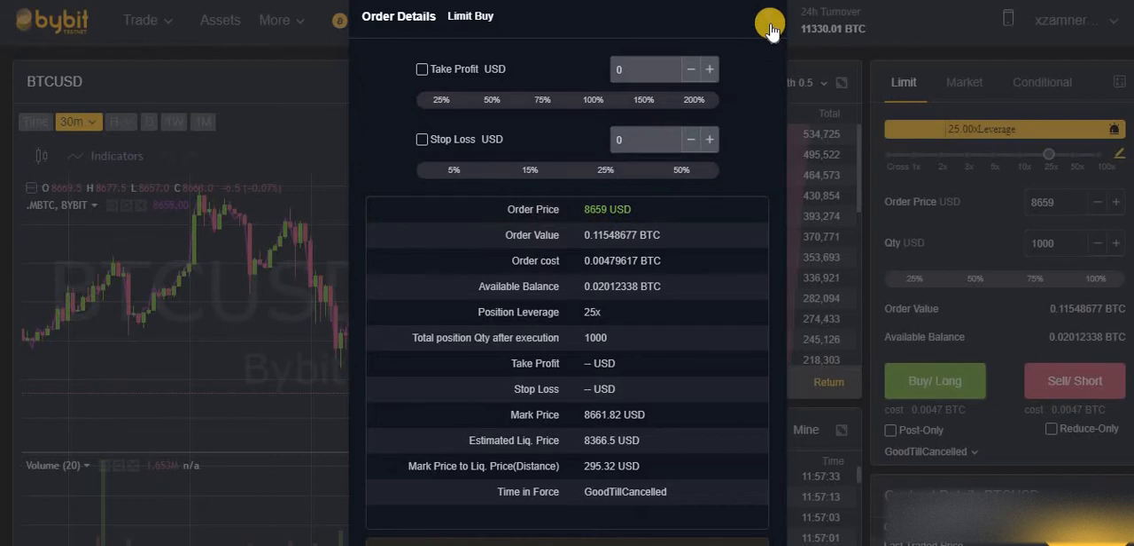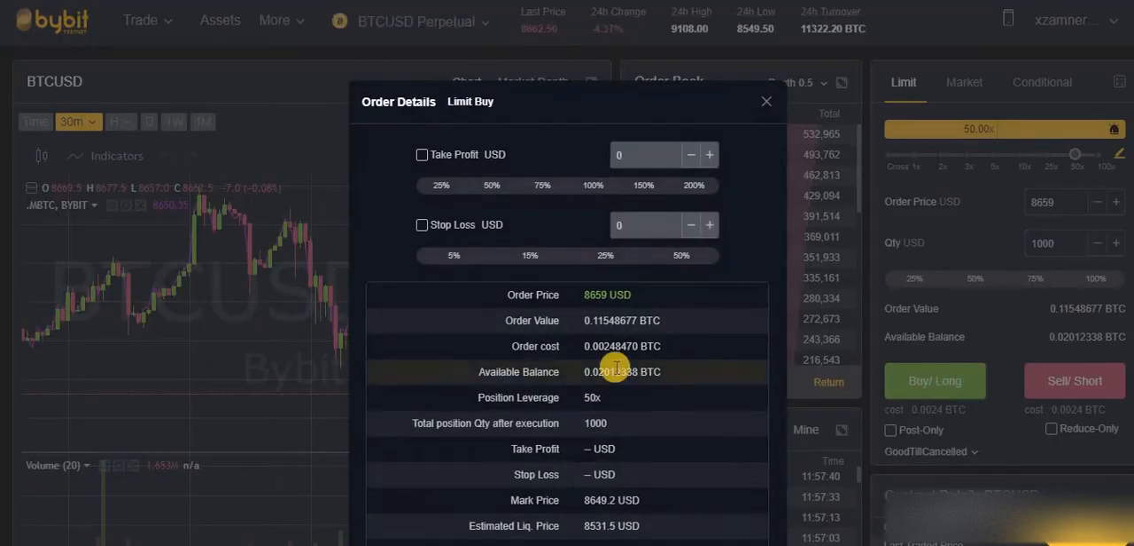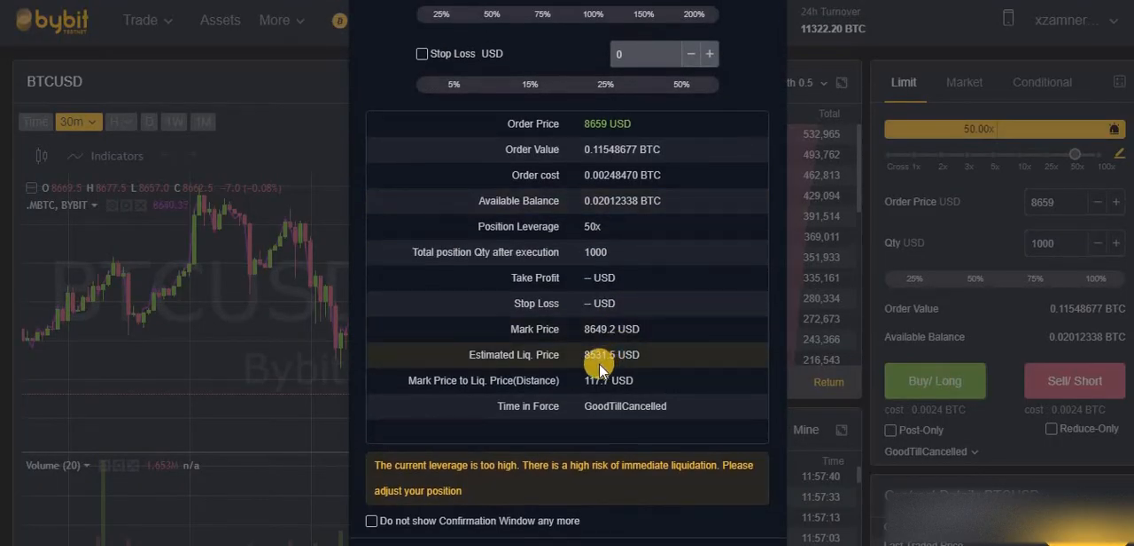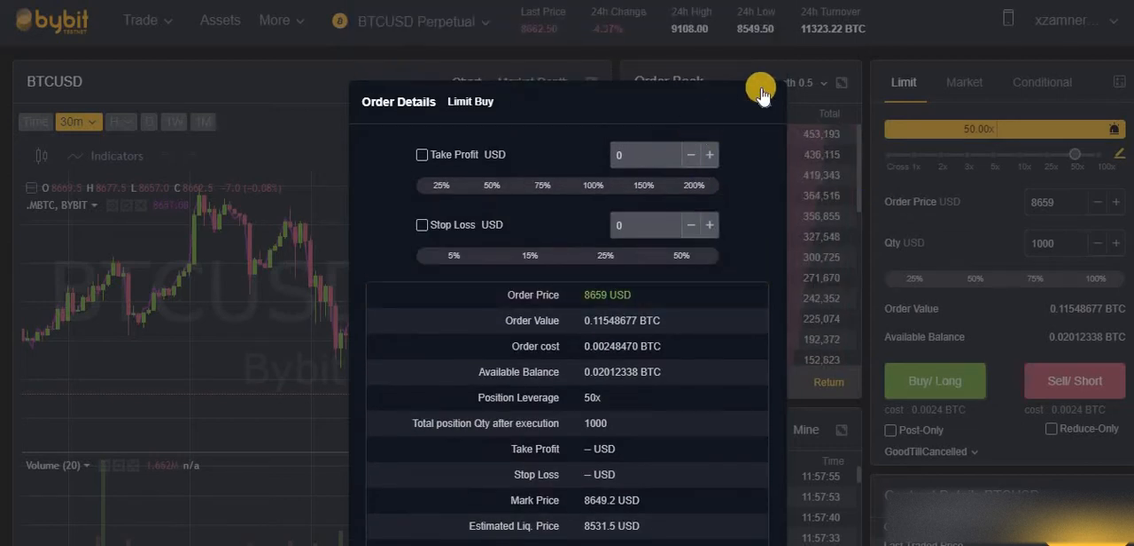Okay, let me try 50x leverage. As you can see, the liquidation price is now much closer to the order price. This is 8531 and the order price is 8659. So you get what I'm saying. The more the leverage, the closer it is to your liquidation price.